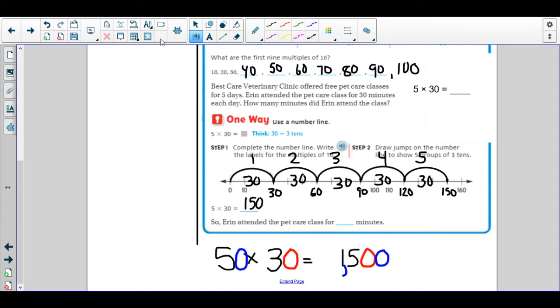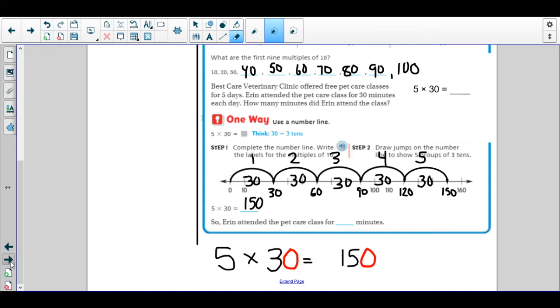All right. Of course, getting rid of the 0 here. I can't get that little. Let's see if we can't get that erased right there. Yep.